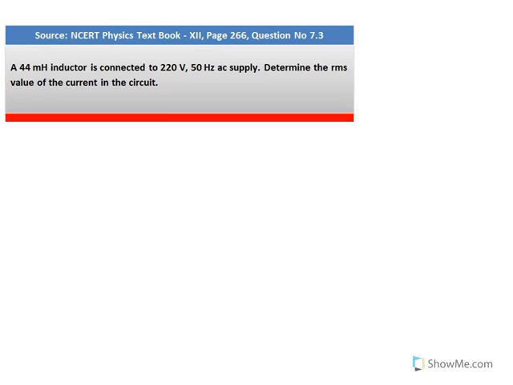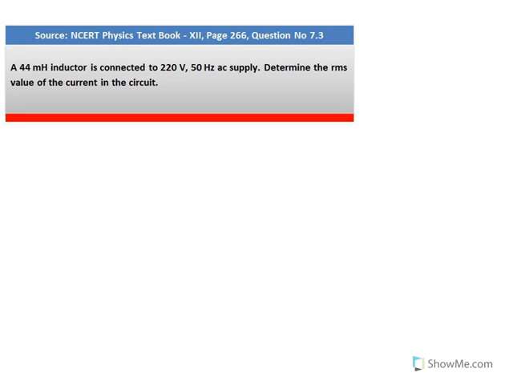In this video, I shall explain the solution of question number 7.3 given on page 266 of the NCERT Physics textbook for class 12, part 1. The question says a 44 millihenry inductor is connected to a 220 volts, 50 hertz AC supply. Determine the RMS value of the current in the circuit.